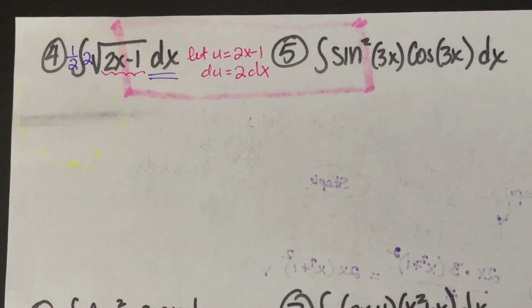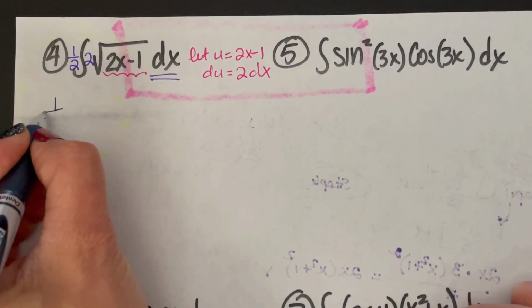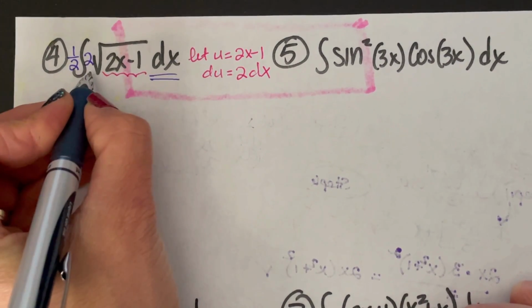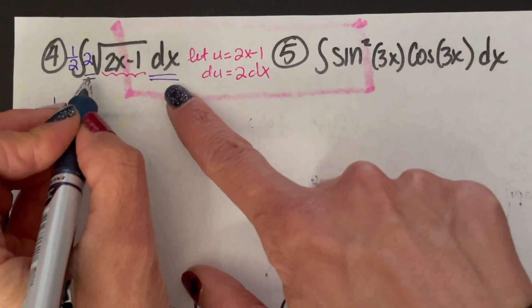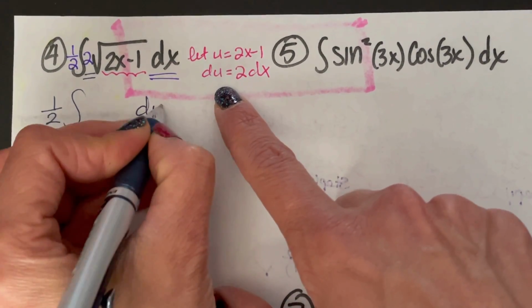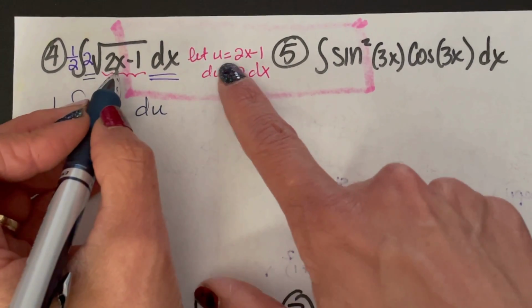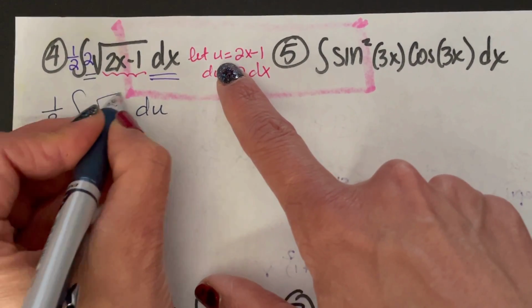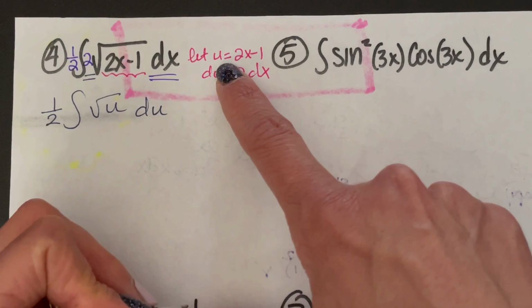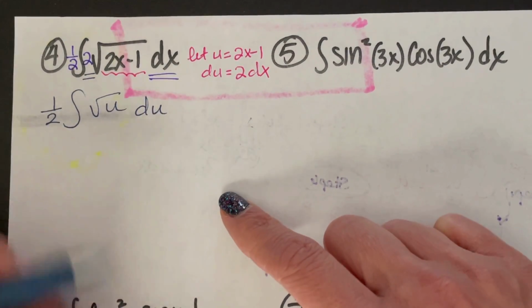Okay. All right, so now we can rewrite the integral with our u substitution. So it'll be 1/2. And remember, the 2 dx we can replace with du. Oops, I need my integral. Du. And the square root is not going to be of 2x minus 1 anymore. We're going to replace that with a u. So it's just square root of u. So we have 1/2 integral of square root of u du.